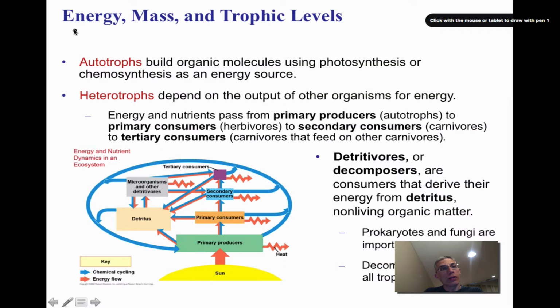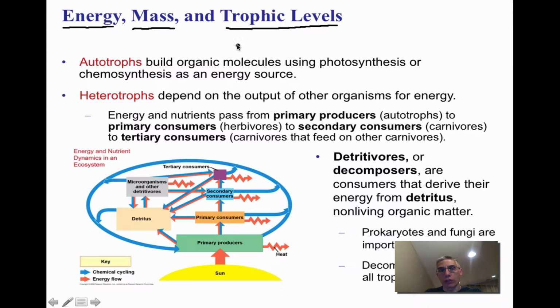As we talk about ecosystems, there are three things we're going to look at. We're going to look at the energy movement within that ecosystem, how the mass is affected within the ecosystem, and then we're going to look at the various trophic levels that are found within the ecosystem as well.